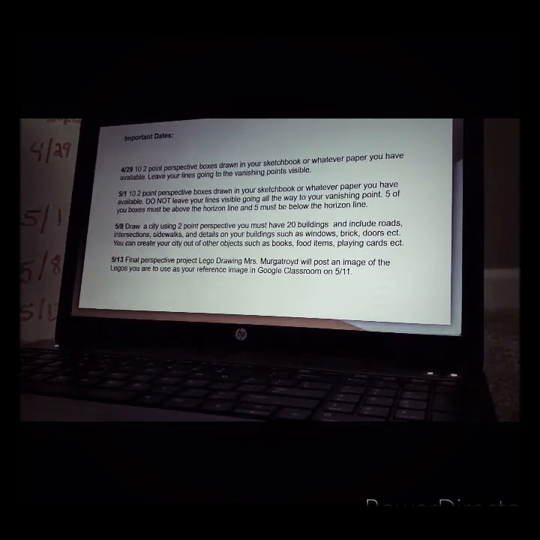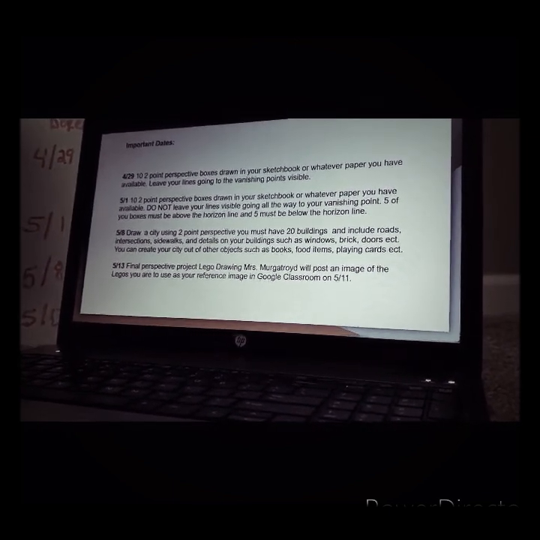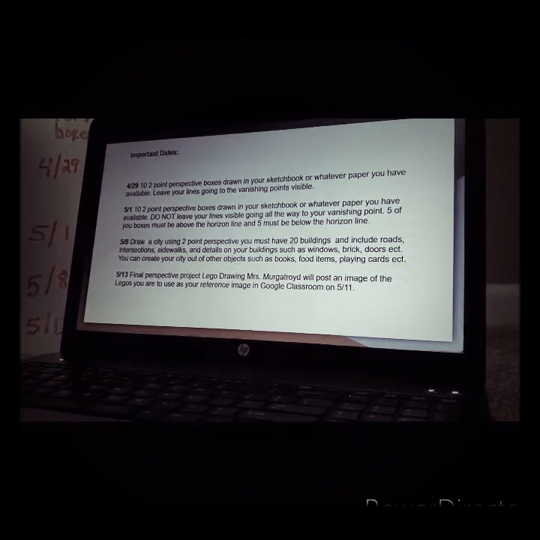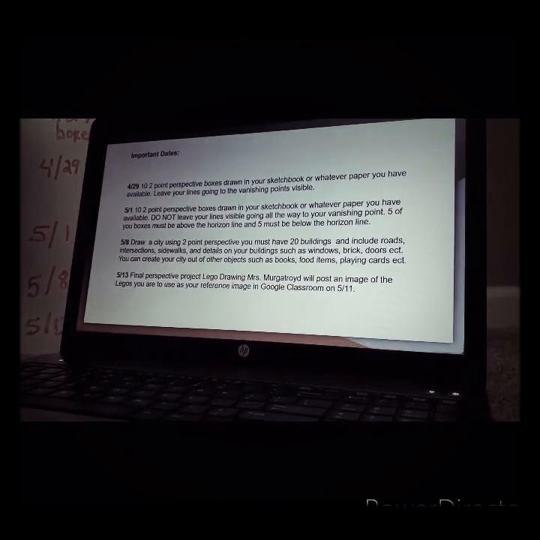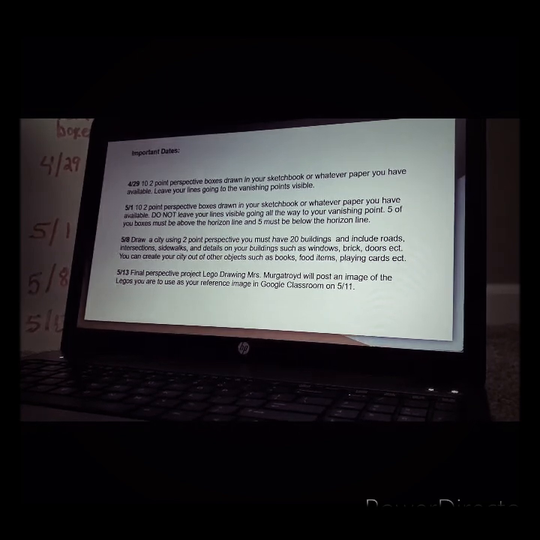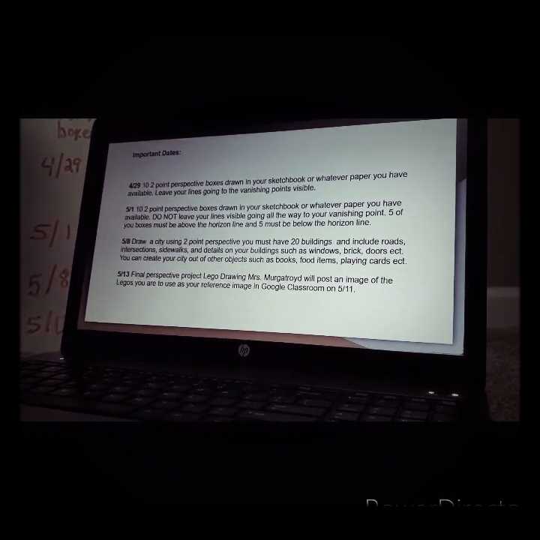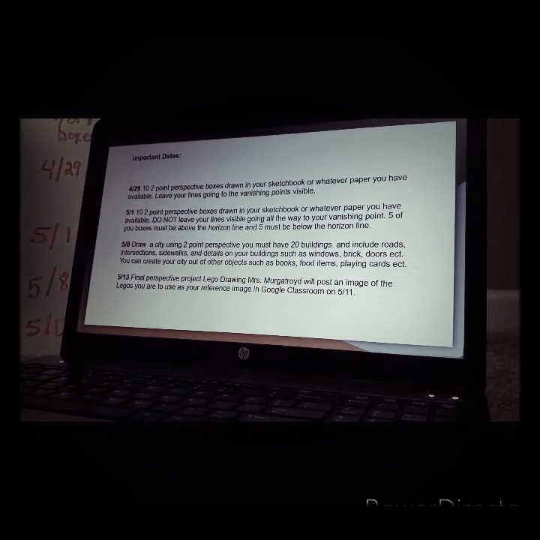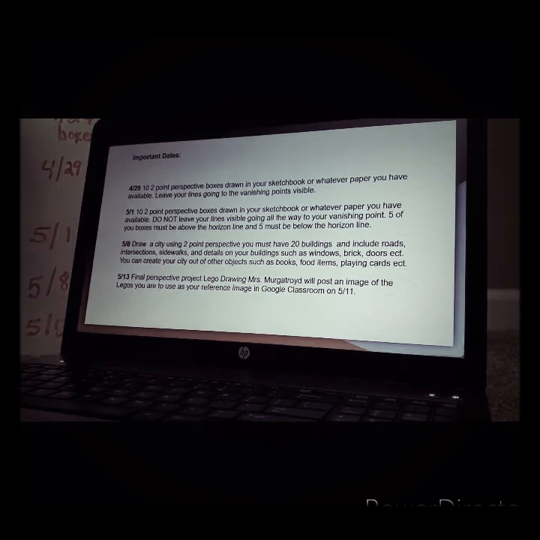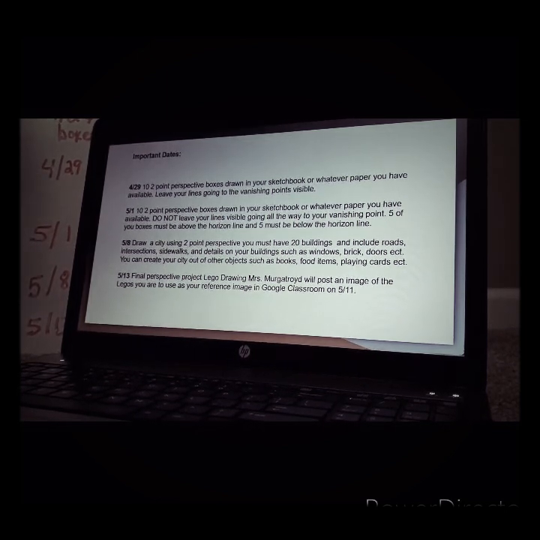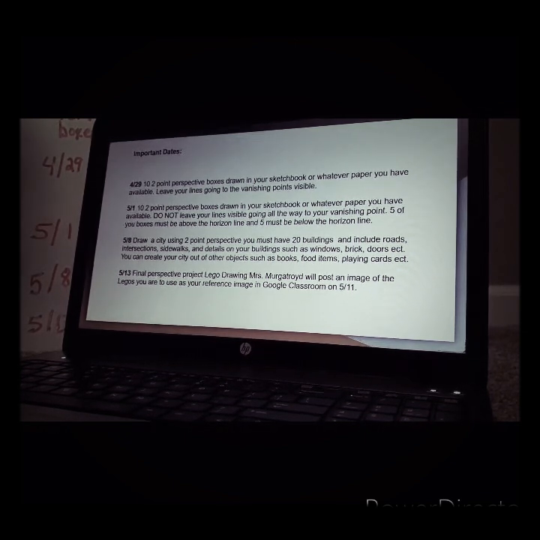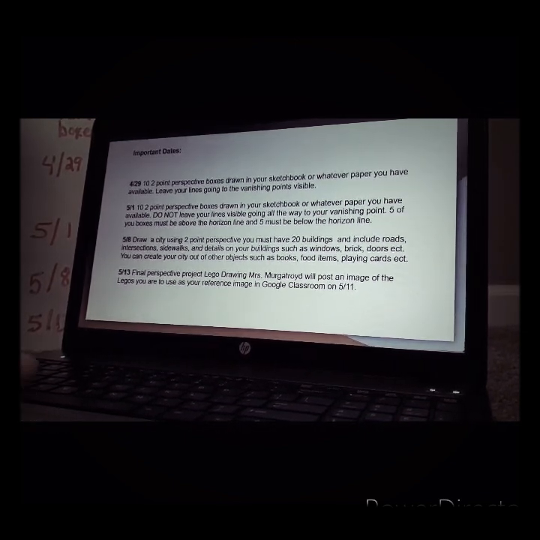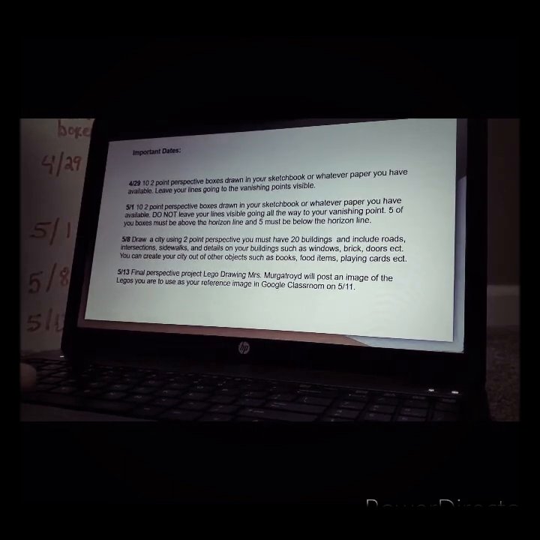Draw a city using 2-point perspective. You must have 20 buildings, including roads, intersections, sidewalks, and details on your building, such as windows, brick, doors, etc. You can create your city out of other objects, such as books, food items, or playing cards. And your final project for this unit is going to be a 2-point perspective drawing of Legos. I will provide the image that you will use to reference in Google Classroom on the 11th. This will be due on the 13th.